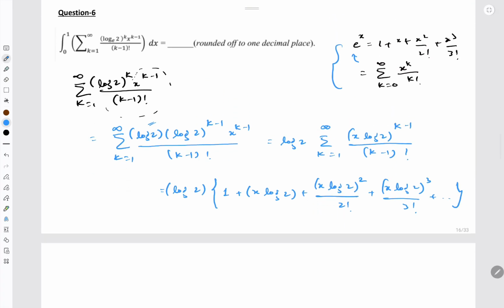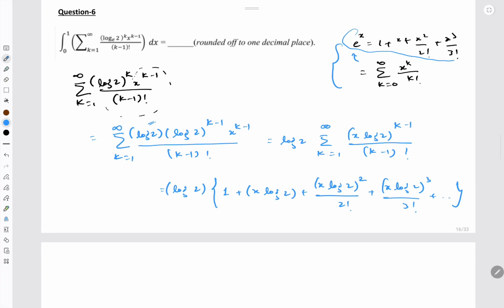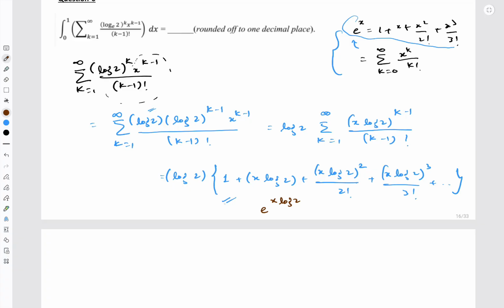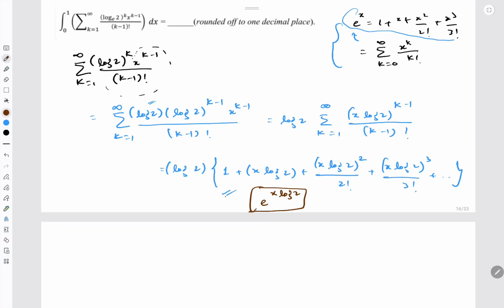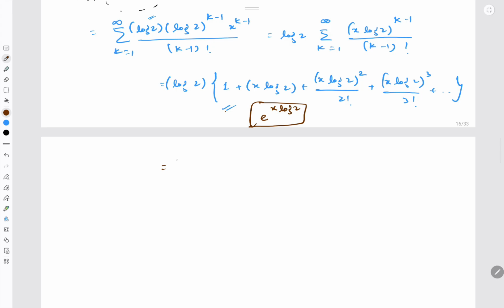This is nothing but the definition of e power x only, right? I mean, e power x is 1 plus x plus x square by 2 factorial and so on. So if I compare this with the previous thing, I can directly see that it is e power x log 2. Now, this summation becomes log 2 into e power x log 2.